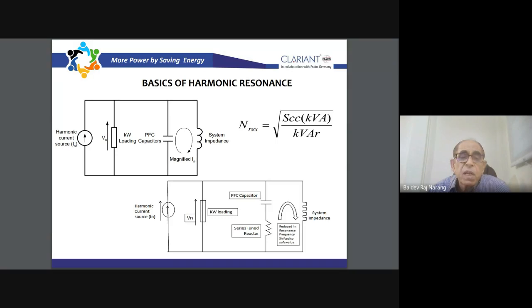Then we will try to understand how resonance is caused and how these capacitors and systems work. Here we have shown a non-linear load, which is represented by a harmonic current source. And we have power factor correction capacitors connected in parallel to the system, the load. And then this is the transformer we have shown here, the system impedance.